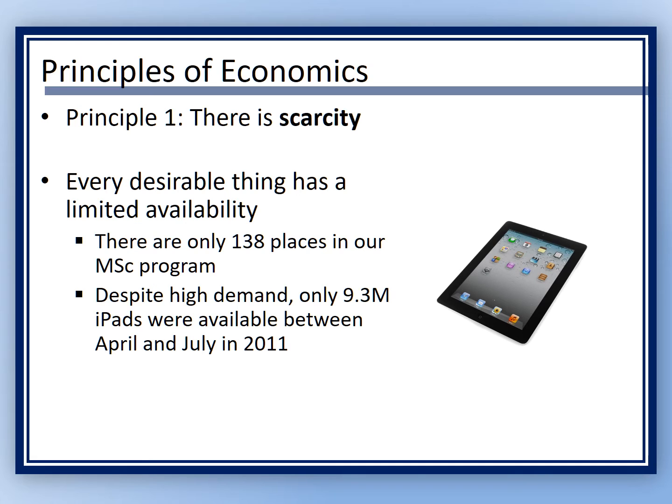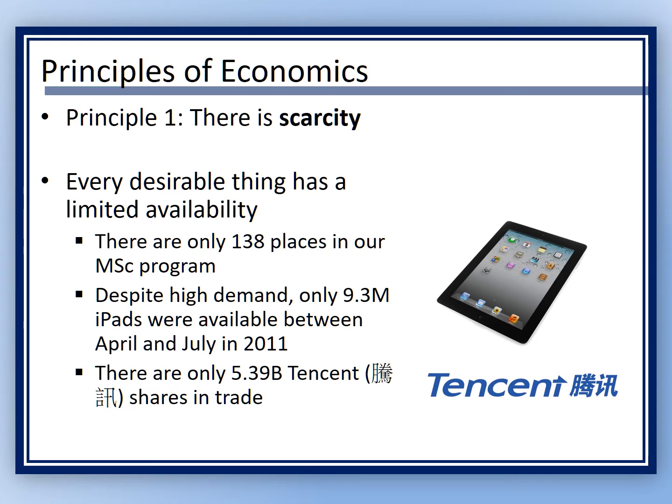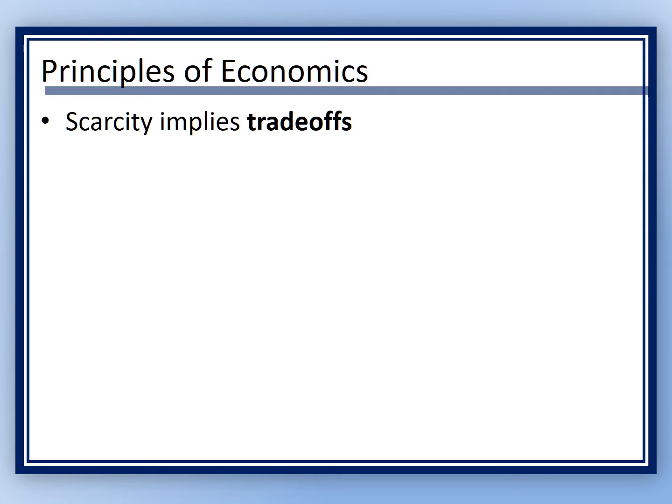iPads. Despite high demand, only 9.3 million iPads were available between April and July in 2011. 9.3 sounds like a lot, but it's actually not, when you think about it's a global launch with a lot of people interested in it. So Tencent. Tencent is a Chinese telecommunications company. It's a maker of WeChat, kind of like WhatsApp, just with more features. There are 5.39 billion Tencent shares in trade. Once again, that sounds like a lot, but it's actually not a lot when you think about how many people want it. So the prices have been going up by a lot. And scarcity implies trade-off. You can't have everything.